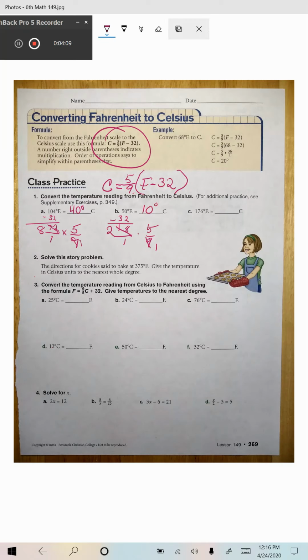Now we have 176 degrees. We're going to take away 32 degrees. First, we have 144. Then we're going to multiply it by 5/9. 144 does go into 9 because if you add up those digits, 4, 4, and 1, that's a 9. So the whole thing must go into 9. 9 goes into 14 one time with 5 left over. And then 9 goes into 54 6 times. So now I'm left with 16 times 5. And I get 80.